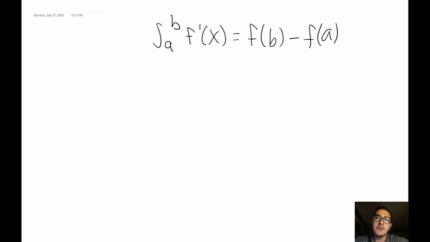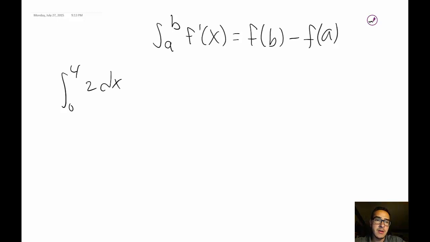In order to evaluate a definite integral, what you're essentially doing is taking the antiderivative of the function, then evaluating that antiderivative at b, and then evaluating that antiderivative at a, and taking the difference between those two. So, for example, let's take the integral from 0 to 4 of 2 dx.